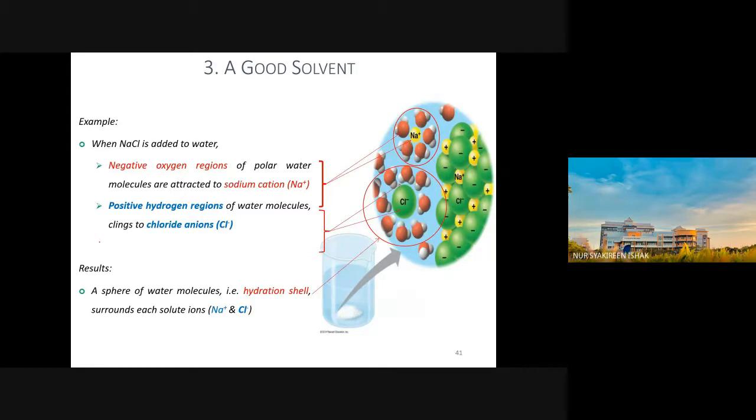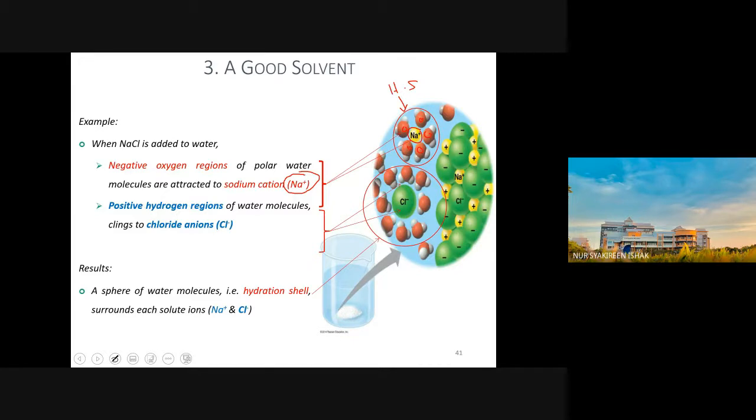As you can see from this diagram, it says here, when sodium chloride is added to water, the negative oxygen region of polar water molecules is attracted to the sodium cation. Sodium is positively charged. See here? Sodium is positively charged. There will be formation of a hydration shell around the sodium ion, around the cation. Water molecules will surround the sodium ion.